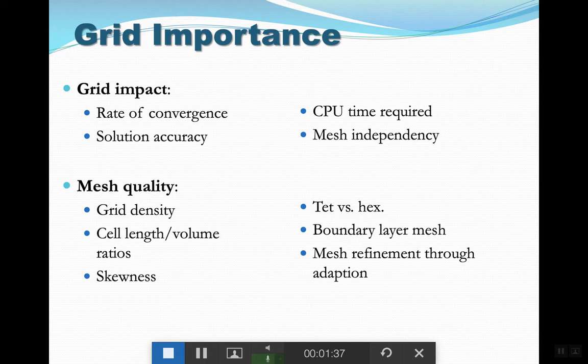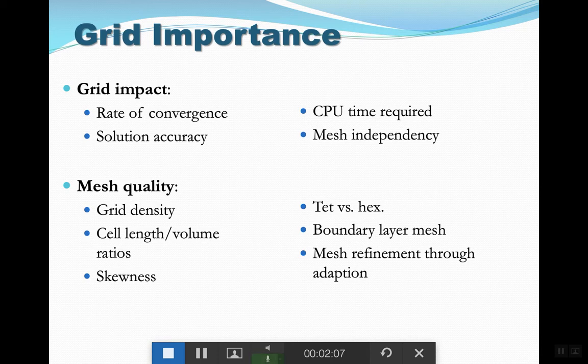So the importance of our grid is that it will determine your rate of convergence and your solution accuracy. Solution accuracy is obvious because as you make smaller and smaller cells, you are getting closer and closer to your mathematical assumption that your control volume is infinitely small. For that reason, you're reducing your error and making it more accurate.